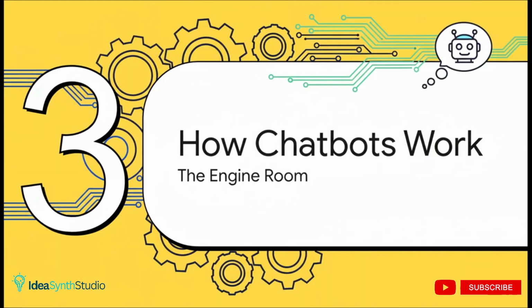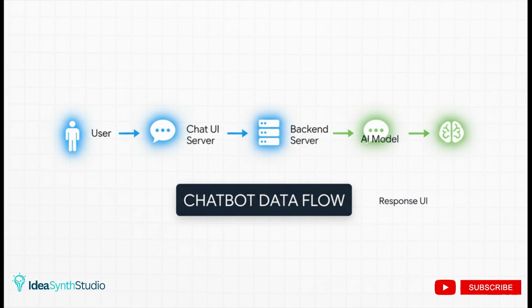So no matter which level you choose, the basic engine under the hood is actually pretty similar for all of them. Let's pop open that hood and see how the magic really happens. It all kicks off with the user, right? They type a message into a chat window. That message zips over to your back-end server, which then passes it to the big AI model. The AI does its thing, figures out a response, and sends it all the way back to the user. All of this happens in, like, a blink of an eye. It's simple, but it's incredibly powerful.